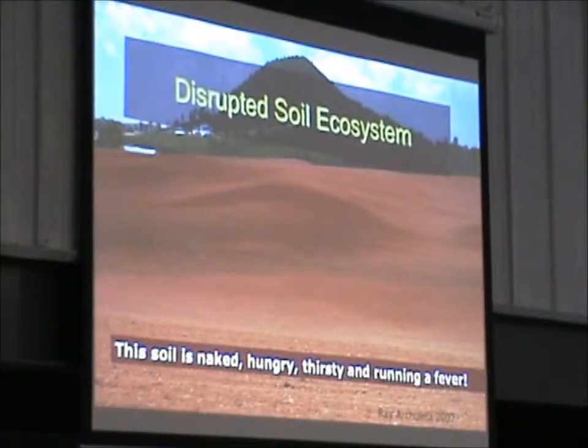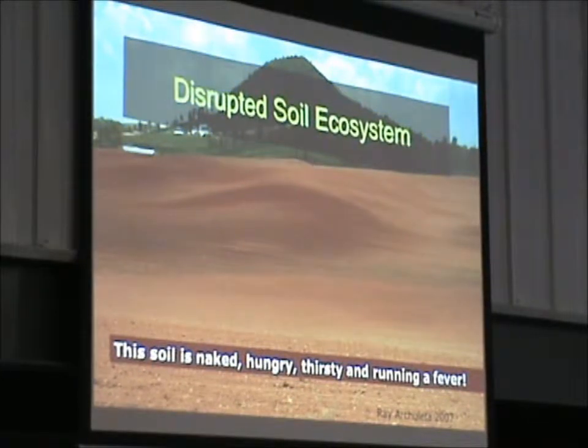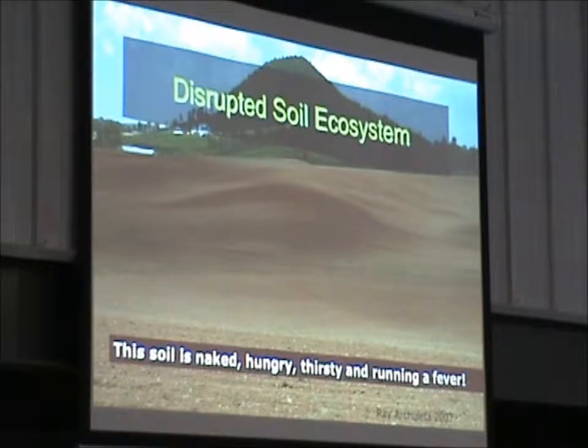This is what I see when I go all over the country. The soil is naked, hungry, thirsty, and running a fever. And it's not just North Dakota and Indiana, it's the whole country. The soil is not functioning. It doesn't have its covering. It's starving to death. When you get a rain event, the water cycle is not functioning, most of the water runs off, temperatures go up to 130 degrees. You overgrade, you overtill, you diminish.